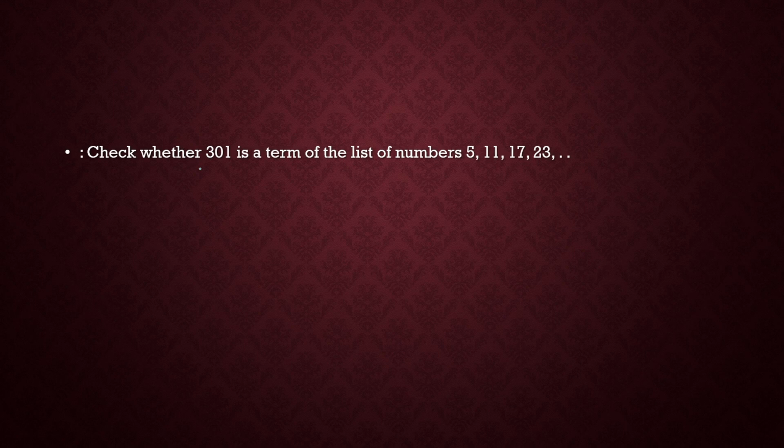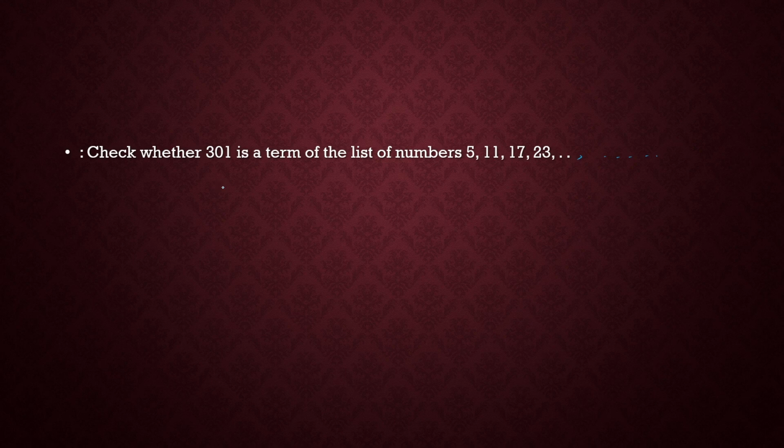Now check whether 301 is a term of the list of numbers. Again the same concept. Here they are asking if 301 exists in this AP. If I continue writing the numbers, does 301 exist here or not? I don't know, so I have to check if 301 is a term.